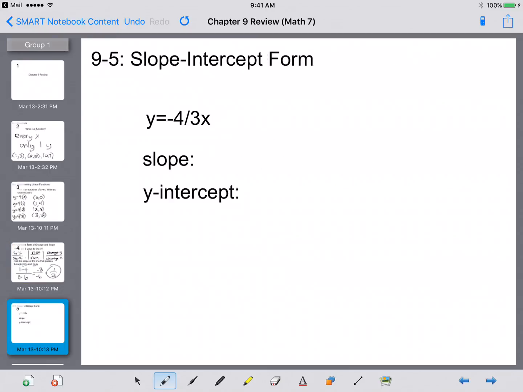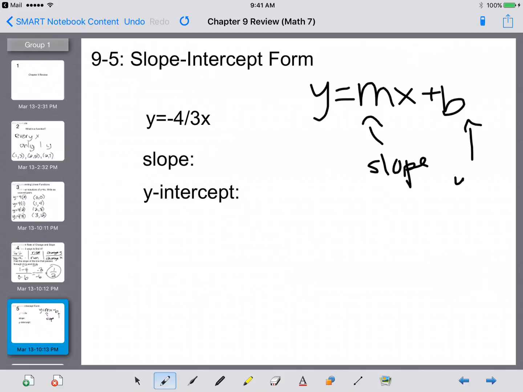Now we have our slope-intercept form. Slope-intercept form is y equals mx plus b, where m is your slope and b is your y-intercept. So in the case of this, y equals negative 4/3 x, our slope is the m, the number that goes with the x, our coefficient. So our slope is negative 4/3. Our y-intercept is the constant. In this case, there isn't a constant there, so the number that represents nothing is 0.